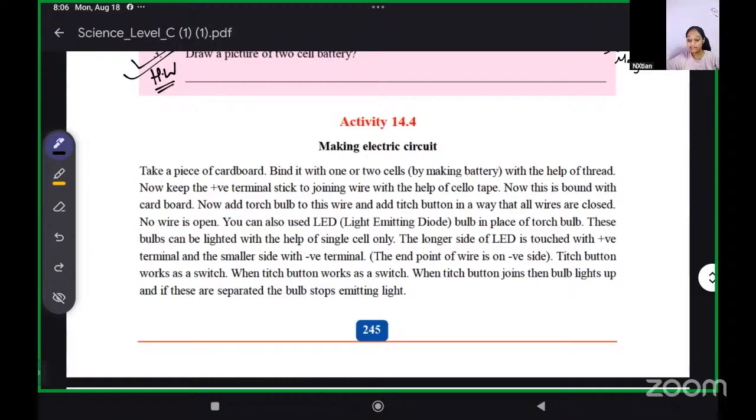You can also use an LED lamp, an LED bulb, in place of the torch bulb. These bulbs can be lighted with the help of a single cell only. The longer side of the LED is touched with the positive terminal and the smaller side with the negative terminal. The endpoint of the wire is on the negative side. The touch button works as a switch. When the touch button joins the bulb, then the bulb lights up. If these are separated, the bulb stops emitting light.